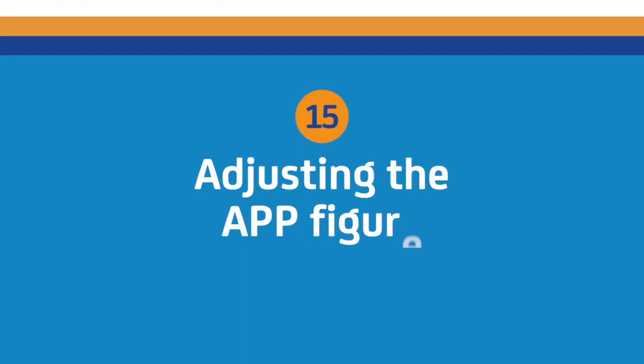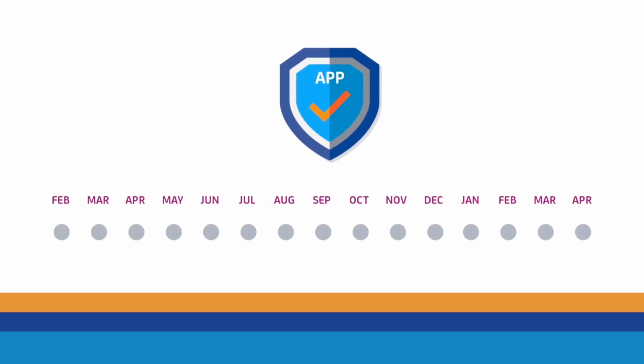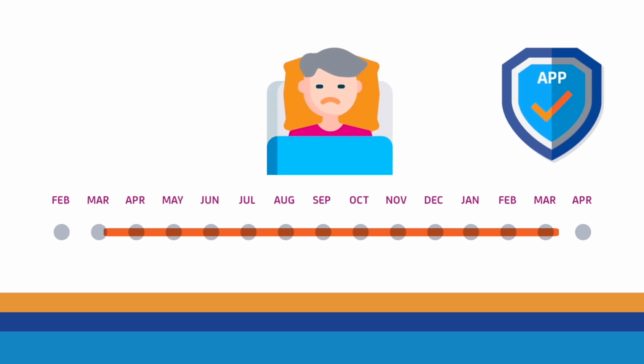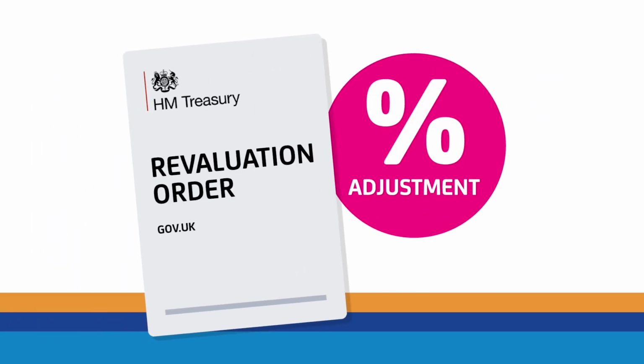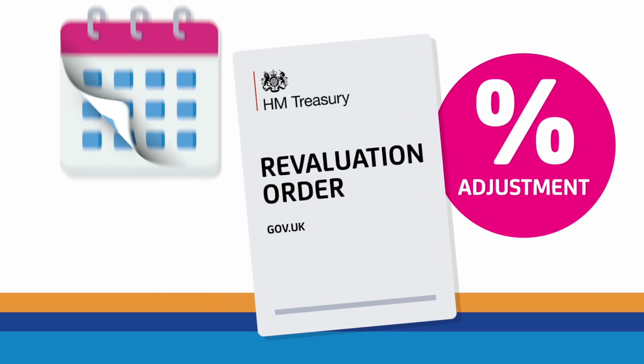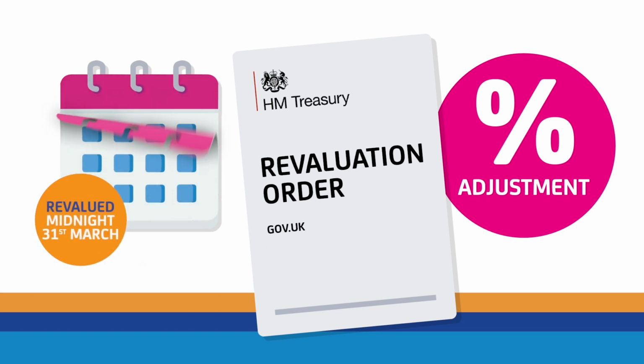Adjusting the APP figure. Once set, APP is not subsequently adjusted unless it continues for a period that crosses two 31st of March dates. Where an employee is, for example, on long-term sick leave, APP is adjusted at midnight on the second 31st of March following the date APP commenced. The adjustment is the percentage adjustment specified in the HM Treasury revaluation order for that second scheme year ending on the 31st of March. If the relevant period continues for a further year, it will be revalued again at midnight on the next 31st, and so on.